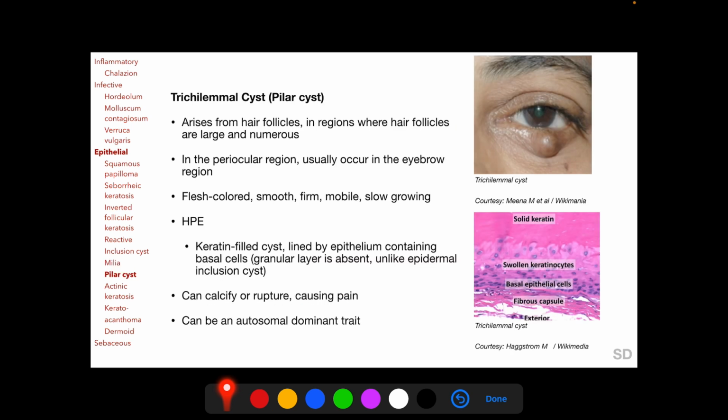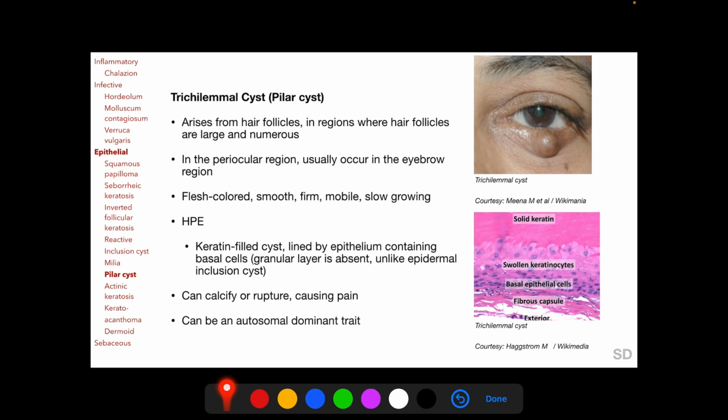Pilar cysts or trichilemmal cysts arise from hair follicles in regions where hair follicles are large and numerous, and in the periocular region they usually occur near the eyebrows. They appear as a flesh-colored nodule which is smooth, firm, mobile and slow-growing, and on histology we find a keratin-filled cyst lined by epithelium containing basal epithelial cells, but the granular layer of the skin is absent, unlike an epidermal inclusion cyst where a granular layer is also found.